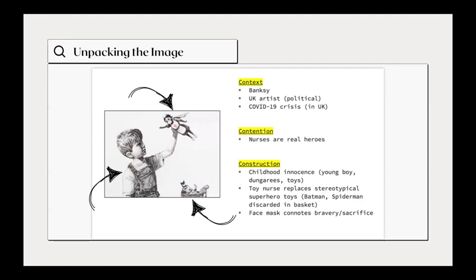Being more specific about the toys in the frame, the toy nurse replaces stereotypical superhero toys. You've got Batman and Spider-Man discarded in the basket, but there's the nurse. Her face mask connotes bravery and sacrifice, and we can see the red cross upon her apron, followed by a cape. All these elements are sending the message, or the contention, that nurses are real heroes.